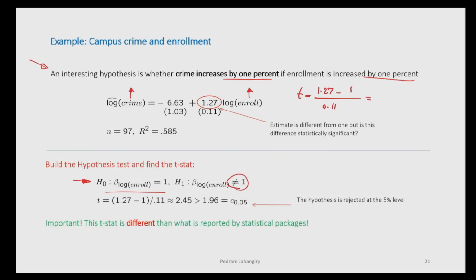So what do we get? The number is 2.445, and we compare it with the critical value. Let's say the critical value is 1.96. I'm using this rule of thumb because maybe the number of observations is not that small. So 2.45 is larger than that, so we reject the null. The hypothesis is rejected at the 5% level. This means that we reject the idea that the effect of enrollment on crime is 1 for 1.